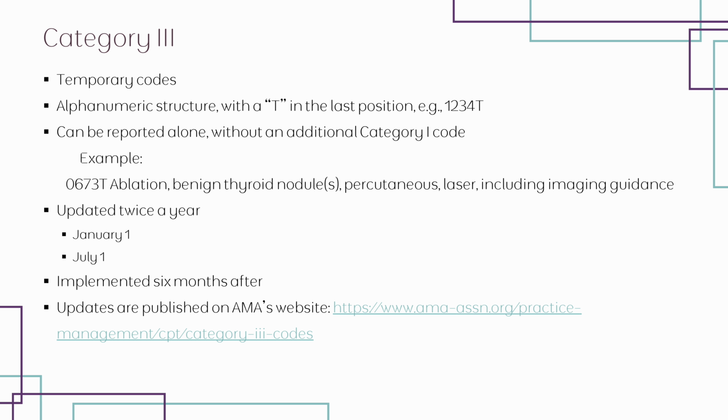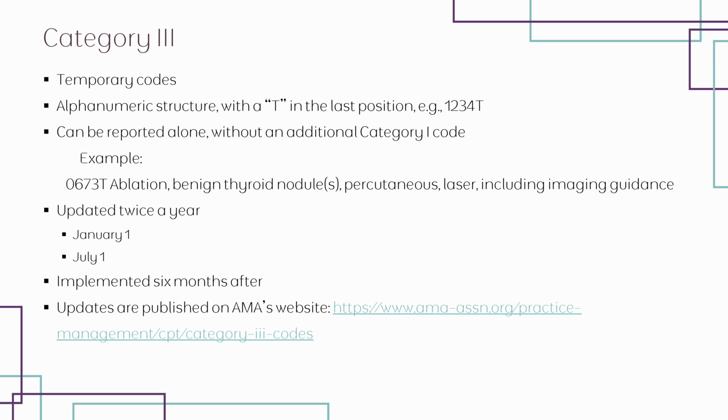0075T. Unlike Category 2 codes, which are always reported alongside a Category 1 service code, your Category 3 codes can be reported on their own. You do not need to report an additional Category 1 code with a Category 3 unless one is otherwise required to fully describe the services that are rendered.